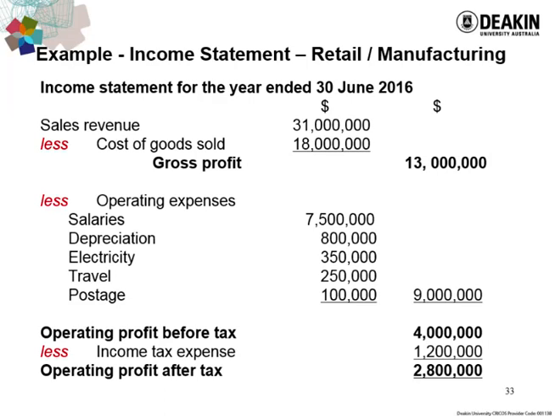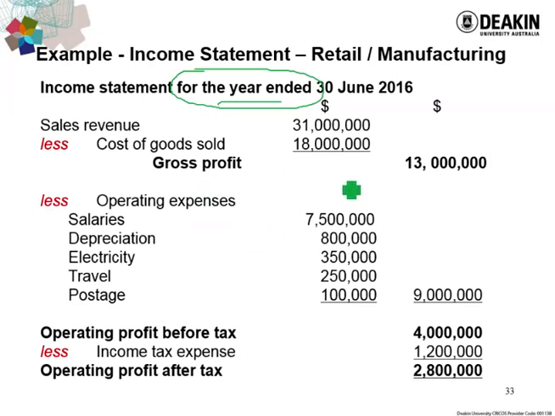Alright, the next slide is a sample of income statement for retail or manufacturing firms. So we start with the title, Income Statement for the year ended. Okay, here we don't use the term asset. Asset is only for balance sheet. For income statement or profit and loss statement, we use the term for the year ended because we report the revenue and expense incurred for a particular period of time.